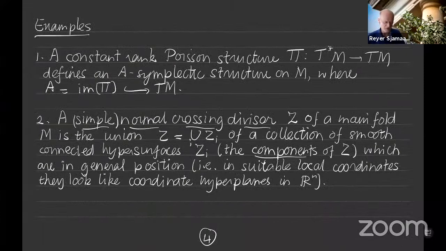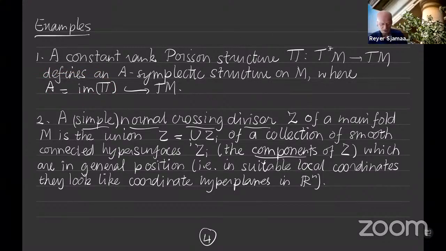Okay, some examples, also mentioned by Nest and Tsygan. A constant rank Poisson structure comes from a symplectic structure in this generalized sense, namely a symplectic structure on the foliation given by the symplectic leaves. Each of the symplectic leaves, that's the image of the Poisson structure, carries a symplectic structure. So together they give you an A-symplectic structure on this distribution, this tangent subbundle A of TM.